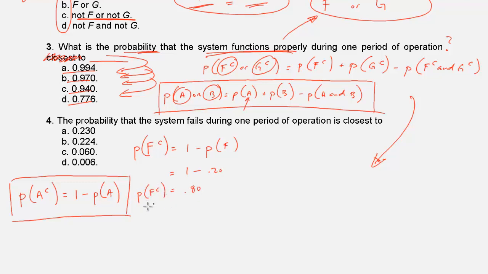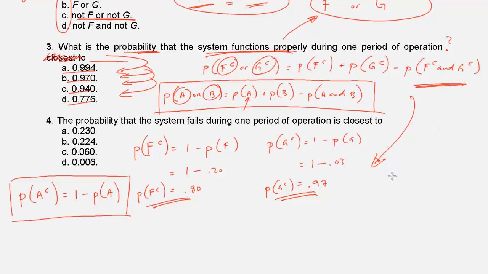So we've got part of the values ready to put in. We have to do the same thing for the probability of not G. So this is 1 minus the probability of G. We know that this is 3%, so this is going to be 97%. Okay, so we've got that. Now we also need the probability of not F and not G. So that's a joint probability.